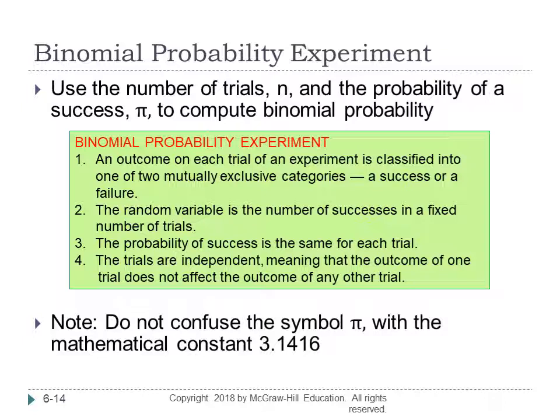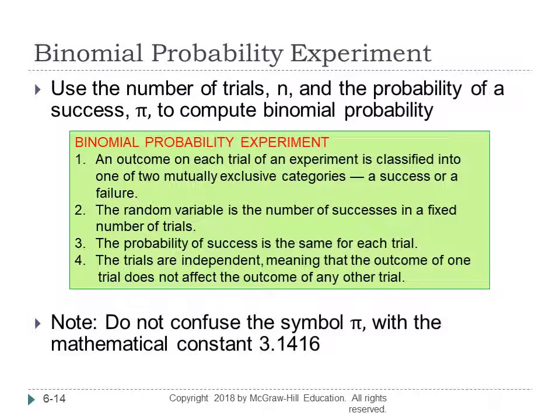There is here an important note. We use pi to refer to the probability of success, but that changes from one experiment to another. The warning here is do not confuse the symbol pi with the mathematical constant 3.1416. Pi here does not refer to that number, it just refers to the probability of success.